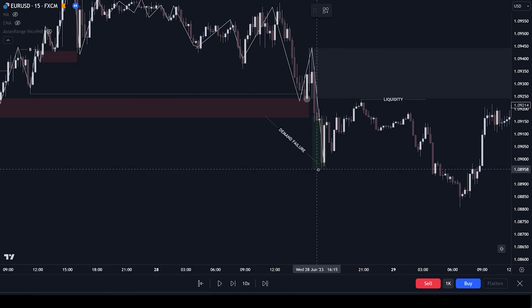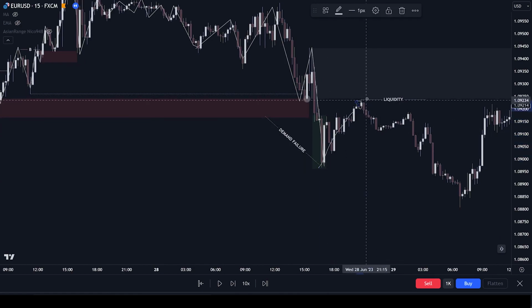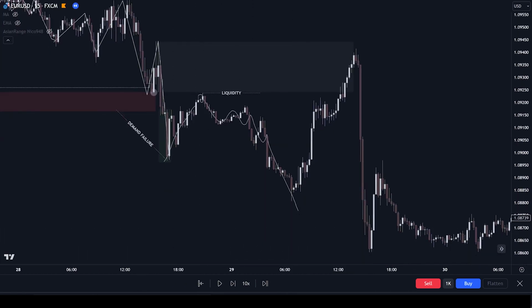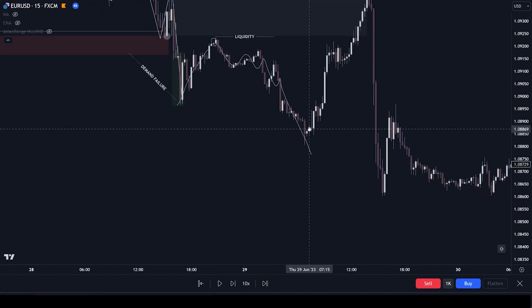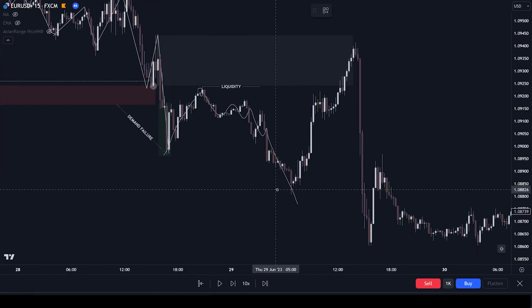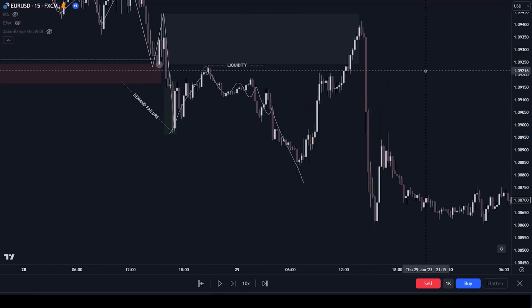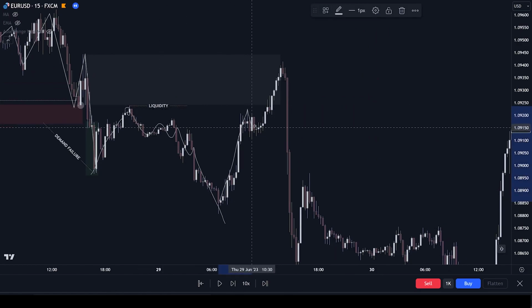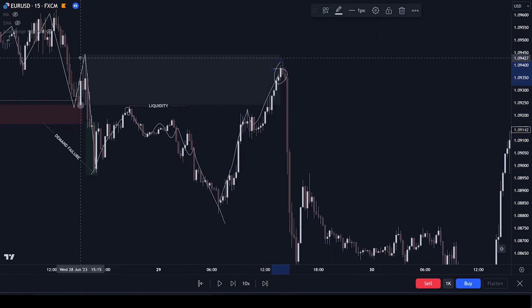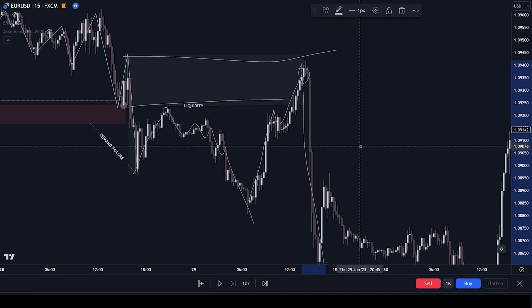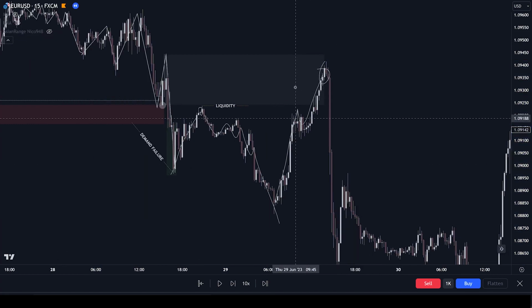Price attempted to react from the supply zone, but it was in fact a building of liquidity to induce even more people, for price to take the liquidity and flip the market. So here this is a flip on a higher time frame.